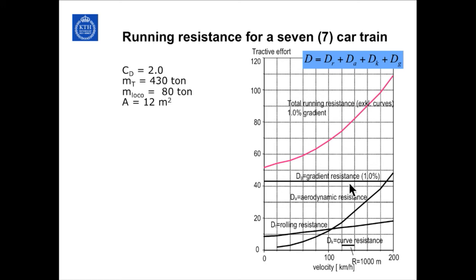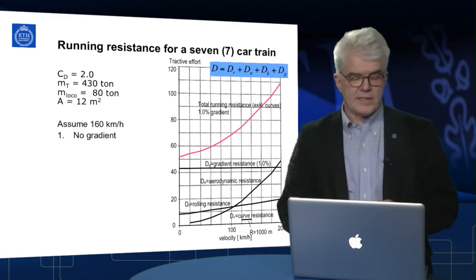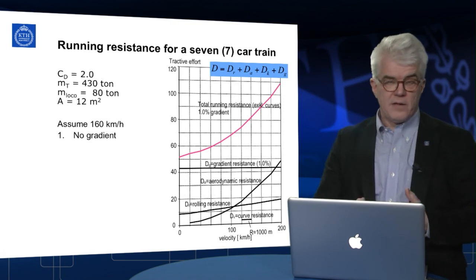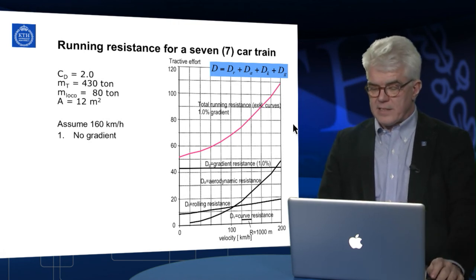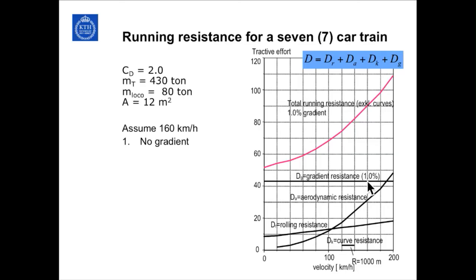In this case, we will calculate the total running resistance and power for 2 cases. The first one is 160 kilometers per hour, and we have no gradients. That means that we remove this gradient resistance from the total running resistance, and that means we have a running resistance of 45 kilonewtons, times 160 kilometers per hour, divided by 3.6 to transform the kilometers per hour into meters per second. That results in a total required power of 2,000 kilowatts. That is 2 megawatts to operate a train at 160 kilometers per hour on a flat track.